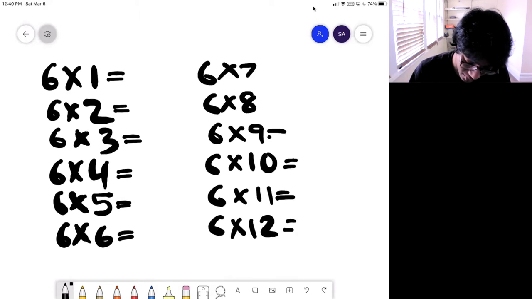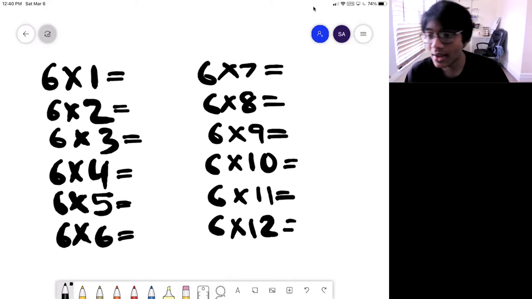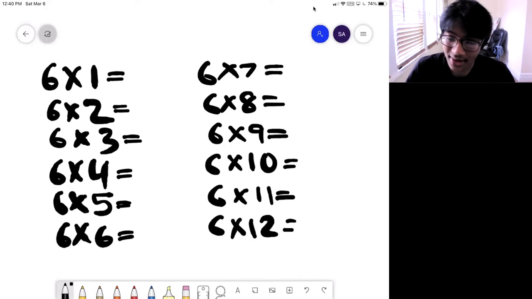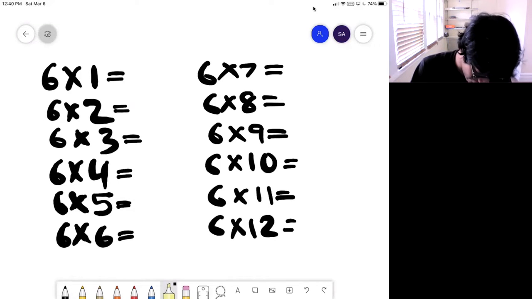And last but definitely not least, 6 times 12. Now, by now, you're probably wondering, why does he stop at 12? Well, it's probably because in day-to-day life, you usually don't need more than 6 times 12. Anyway, let's move on. Okay, we're gonna start with the first one, and that's 6 times 1.